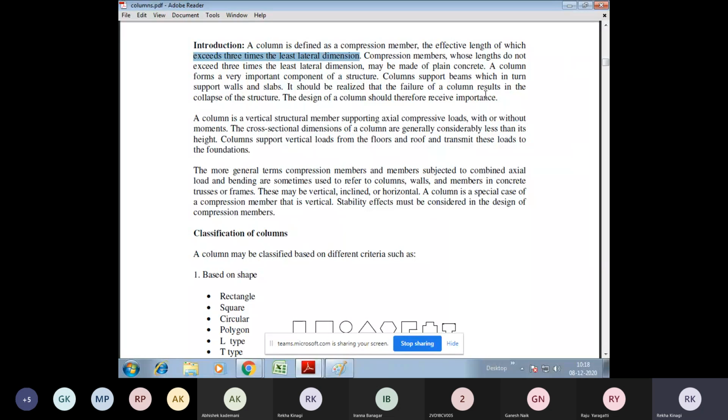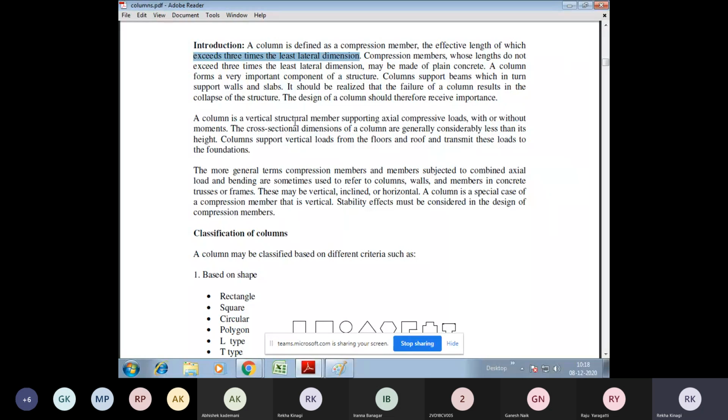A column forms a very important component of a structure, because usually in a building with columns, the load from the slab is transferred to beams, and from beams to columns, and from columns to footing, and then to the earth, that is soil. These columns support beams, which in turn support walls and slabs. As I said, it should be realized that the failure of a column results in the collapse of the entire structure, and the design of the column should be of utmost importance.